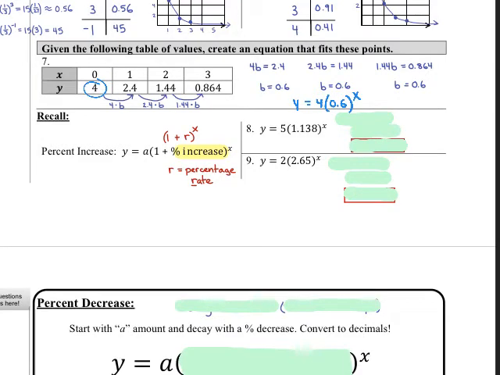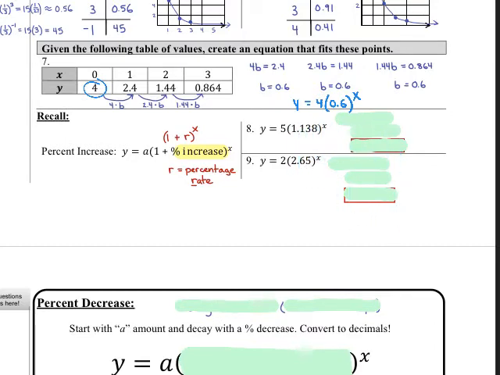Okay, 8 and 9. You do have to understand this, it's a recall from last section. Remember how we found the percent increase? I think this is the easiest way to think about it. That b value, if you think about it as 1 plus the percent increase, the percentage rate, that's why we use r for that value, then that can help us find what the percent increase is. We did these already.